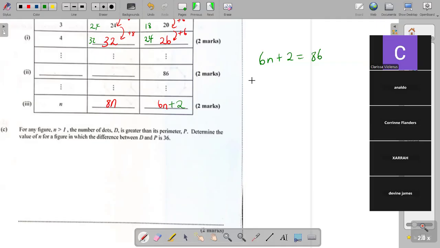So this is what you should have been doing. Who do I move first? The plus 2. How do I move the plus 2? Carry over. So 6n is equal to 86 minus 2. So 6n is equal to 84, right? Then we do what? Divide by 6 on both sides. So 84 divided by 6 is 14.